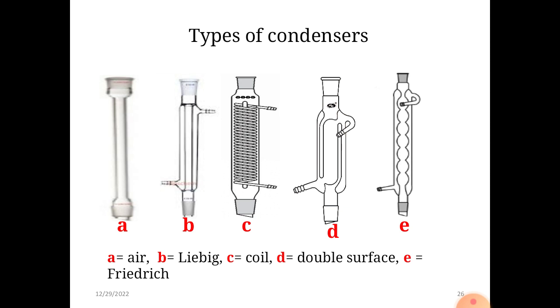Next is the coil condenser. It is also called a double surface condenser. Coil condenser and Friedrichs condenser are the two types of double surface condensers. It is a tube in which the vapor is condensed between an outer and inner water cooled jacket. It is very useful for liquids boiling below 40 degrees centigrade. So generally these double surface condensers are used for liquids having a lower boiling point or near 40 degrees centigrade.